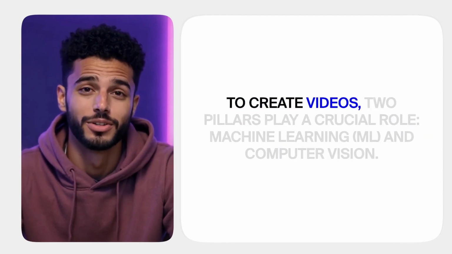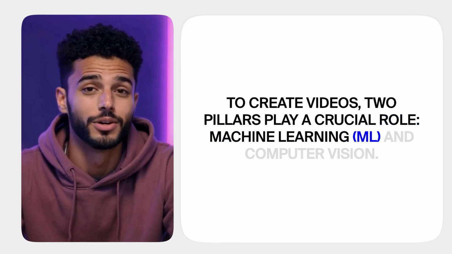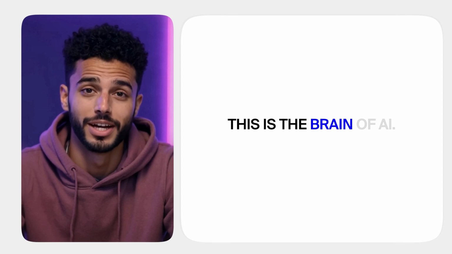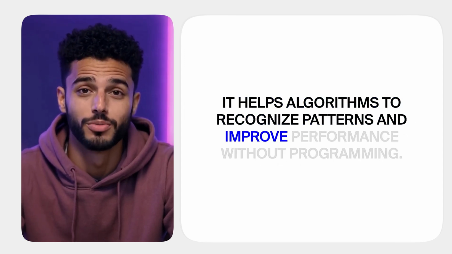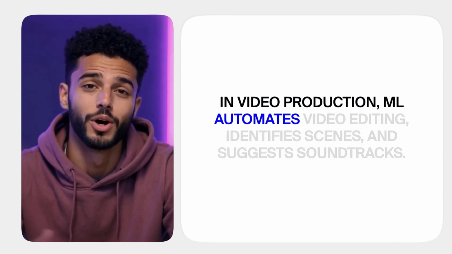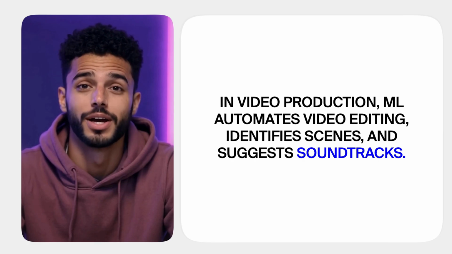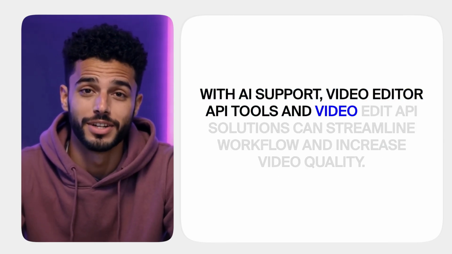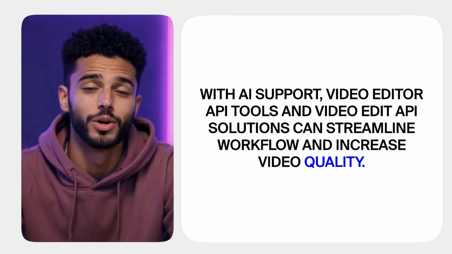To create videos, two pillars play a crucial role: machine learning, ML, and computer vision. Machine learning. This is the brain of AI. It helps algorithms to recognize patterns and improve performance without programming. In video production, ML automates video editing, identifies scenes, and suggests soundtracks. With AI support, video editor API tools and video edit API solutions can streamline workflow and increase video quality.